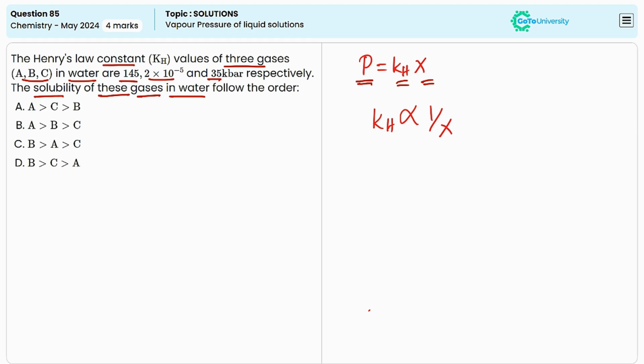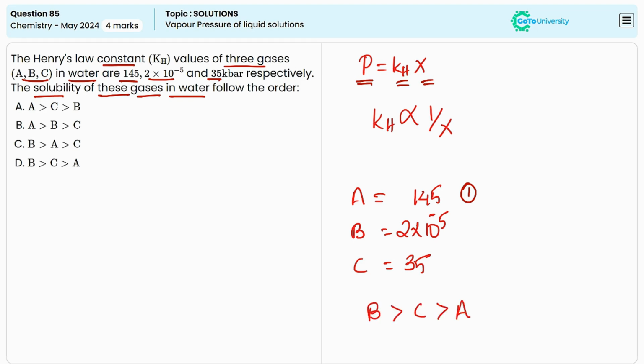Now, the Henry's constant values for the gases are given as A is 145, B is 2 into 10 raised to minus 5 and C is 35. The highest Henry's constant value is for A. It means it will be less soluble in water. And the least Henry's constant value is for B. So it will be highly soluble.